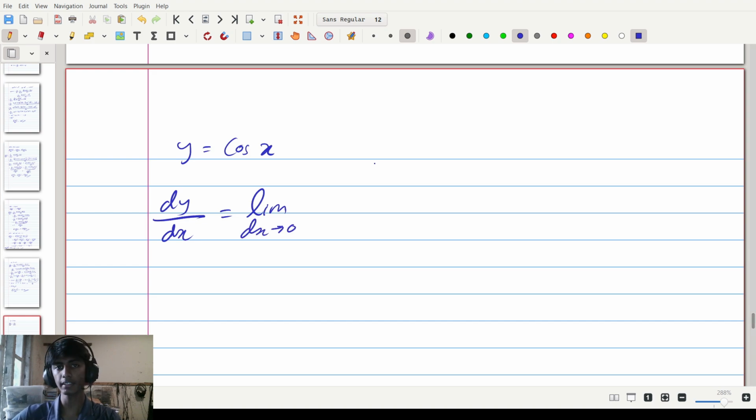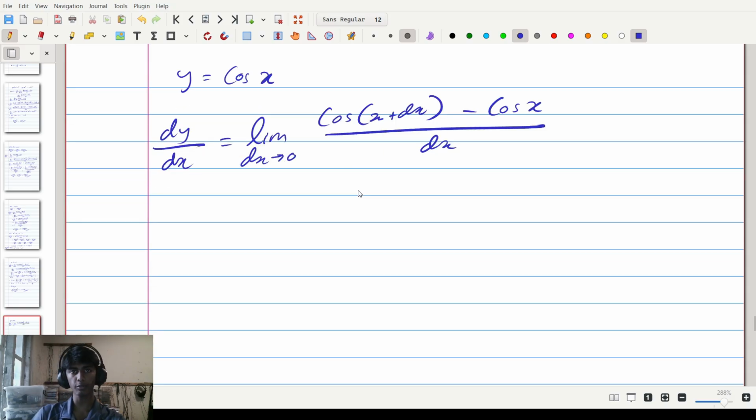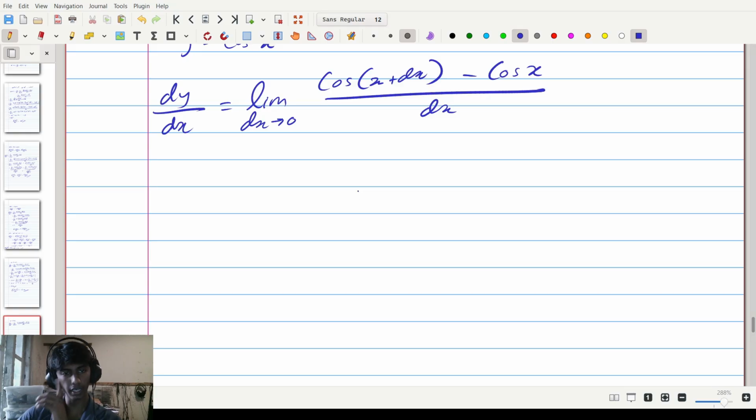the cosine at x plus dx, so cosine of x plus dx minus the cosine at x, so cos x, all divided by dx. So here again we're going to employ a similar strategy to the one we discussed above, where we are going to expand cosine of x plus dx and solve it like that.